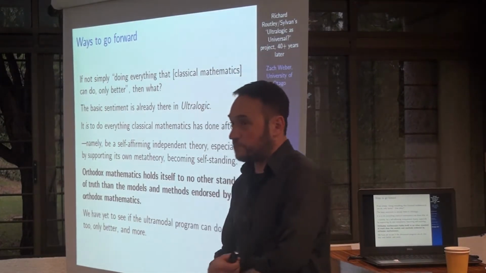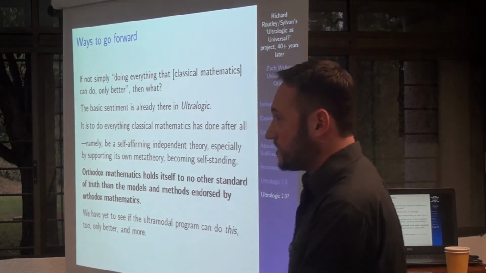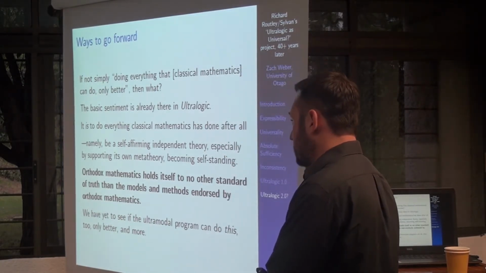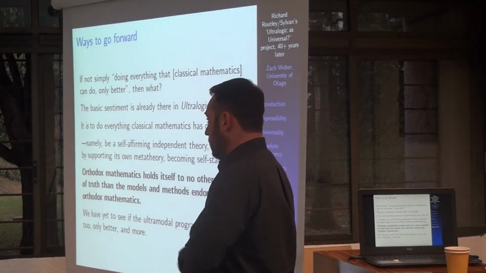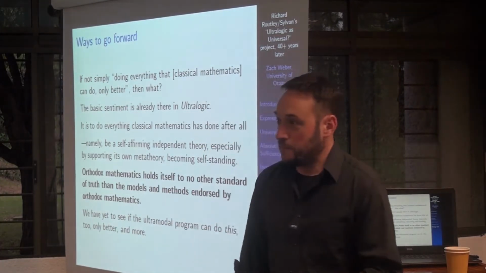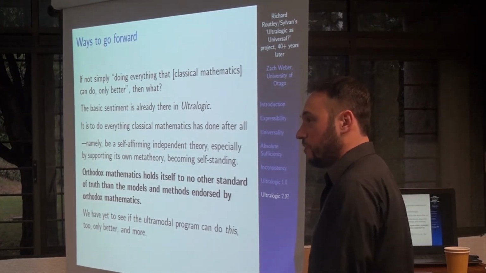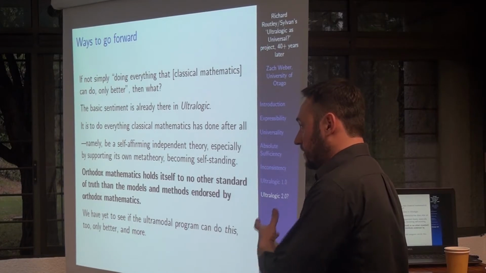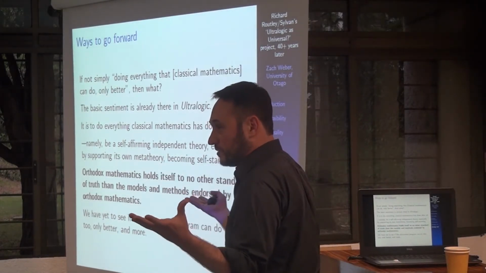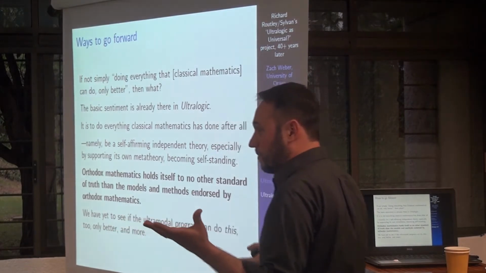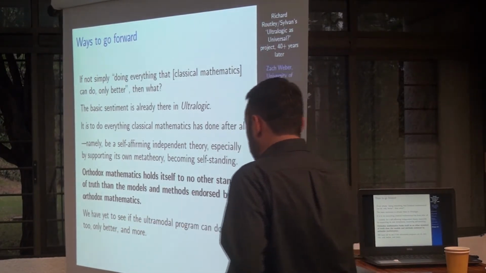So orthodox pure mathematics, I want to say, holds itself to no other standard than the models and methods endorsed by orthodox pure mathematics. If you want a different kind of program, then you need results and standards and methods that are appropriate to that program. It's crazy to think, let's do something radically different, but also try to adhere to all the old rules. Right? That's not a new program. That's just a recipe for getting detention.